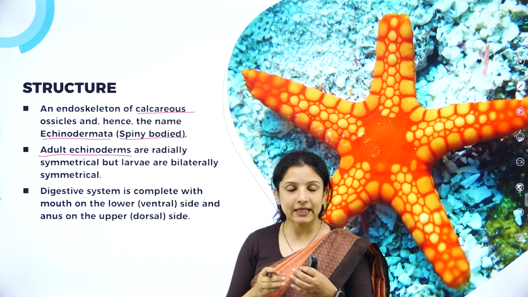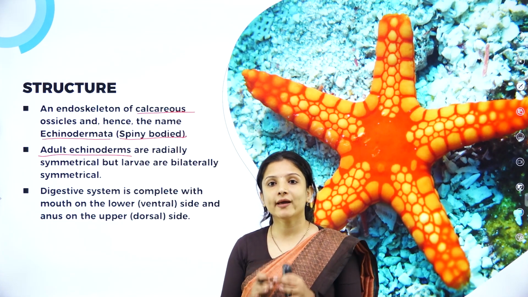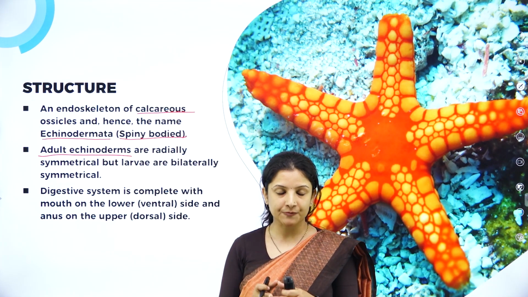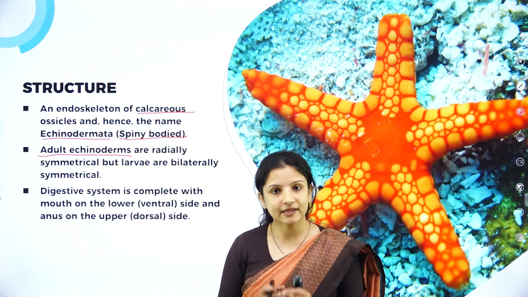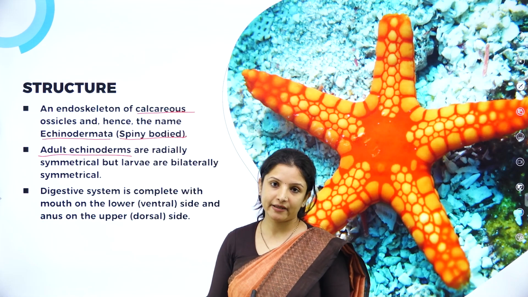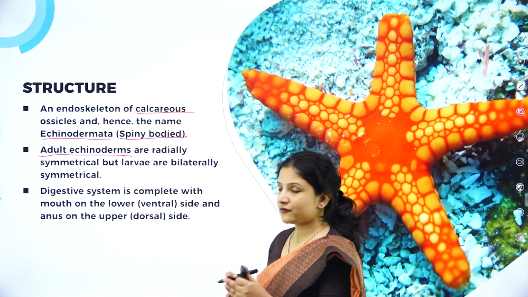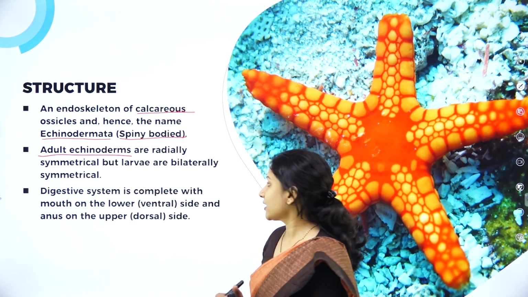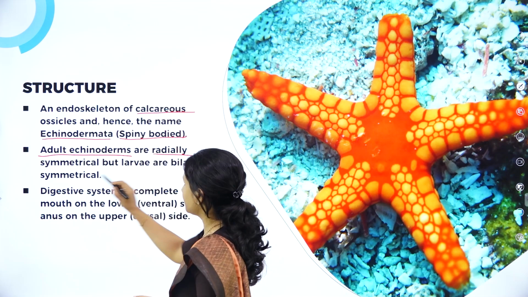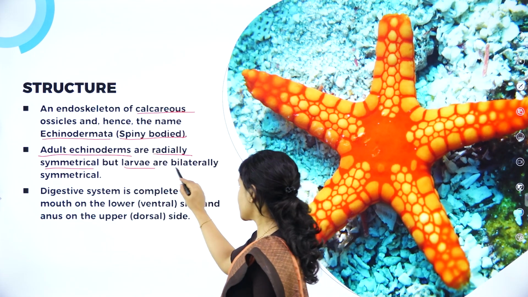Why? Because in echinoderms, their development is indirect, wherein they have a larval stage, and that larva does not have radial symmetry. They exhibit bilateral symmetry. Hence, we have to say that the adult echinoderms or the matured echinoderms are radially symmetrical, but the larvae are bilateral symmetry.